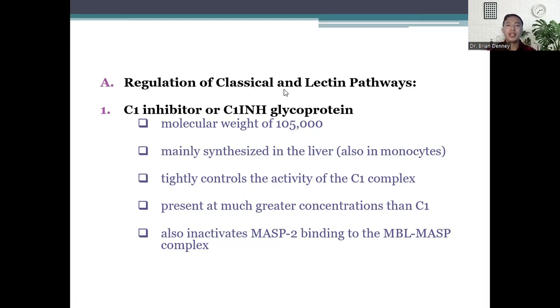Doc, how about for lectin? Lectin has no C1, right? Only MASP1 and MASP2. Your C1 inhibitor or C1-INH glycoprotein also inactivates MASP2. Thus, if MASP2 is inactivated, this causes inhibition of your lectin pathway. So the cascade will not ensue.